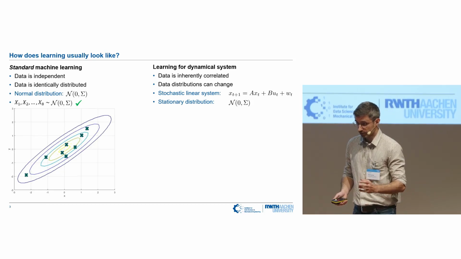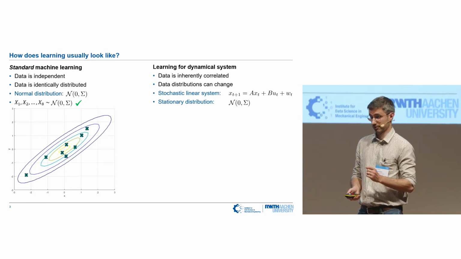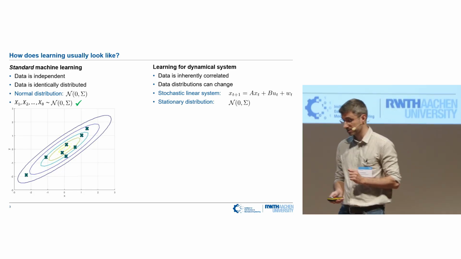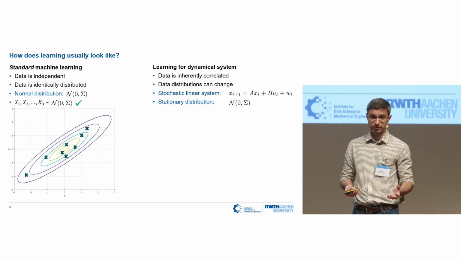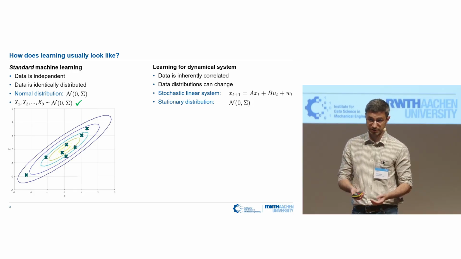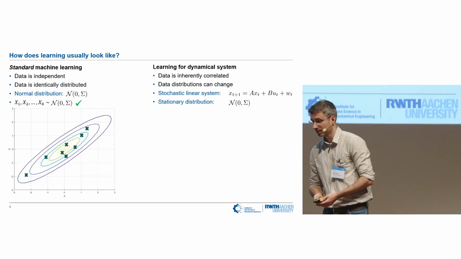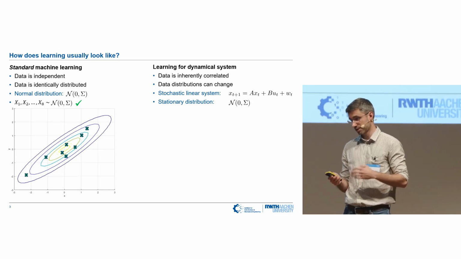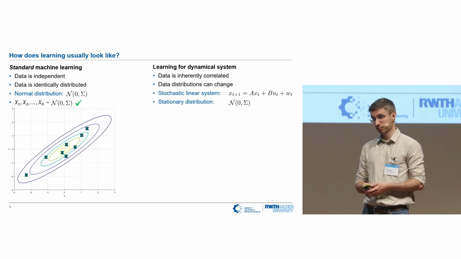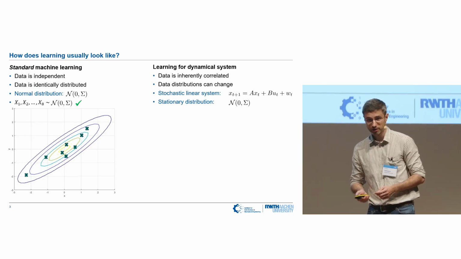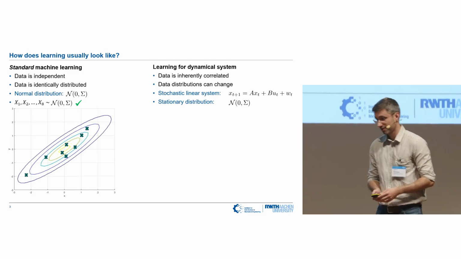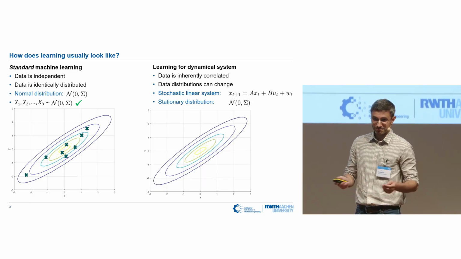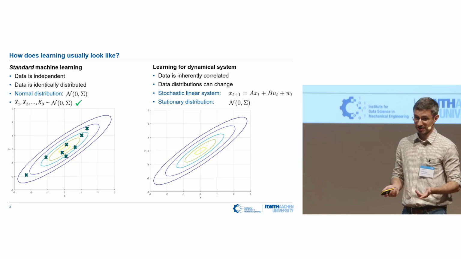Now, if we look at learning for dynamical systems, then this is different. Here, this is the simplest dynamical system that you can imagine, where we have linear dynamics. So this general function f that we considered before is now a matrix, or two matrices, A and B. If we set this up correctly and choose A, B, and the variance of the process noise W in a certain way, we can actually achieve the same stationary distribution for this dynamical system. So this is nice. So data should look similar, right?